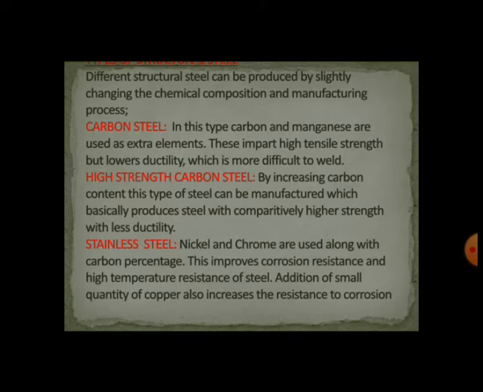Stainless steel: nickel and chrome are used along with carbon. This improves corrosion resistance and high temperature resistance of steel. Addition of a small quantity of copper also increases the resistance to corrosion. One of the major disadvantages of steel structures is corrosion. So to make the steel resistant to corrosion, nickel and chrome are used along with carbon.